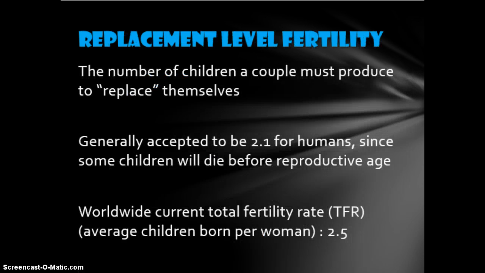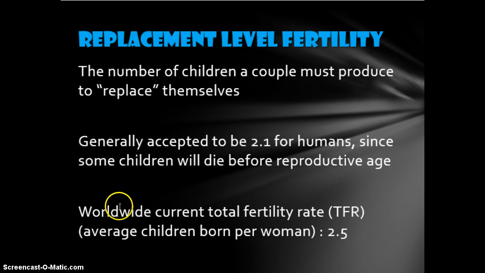There's a couple terms that we need to know that go along with what we're going to talk about today. So one of them is replacement level fertility, and that's basically how many children a couple need to have to replace themselves. So you'd think that this would be 2. Since it's 2 people, they would need 2 children. But it's actually a little higher. It's around 2.1 because there are always going to be some children that will die before they can reproduce, and that skews it a little bit.